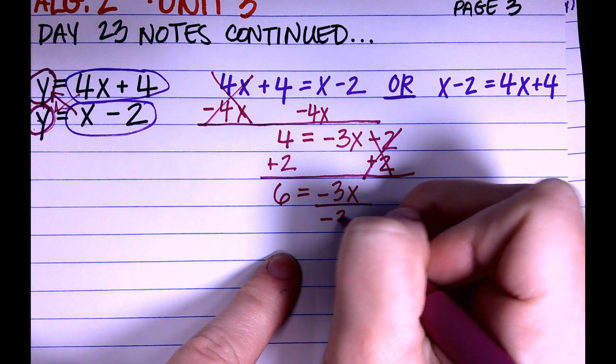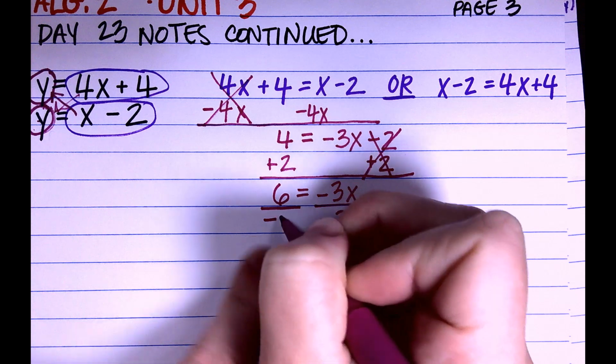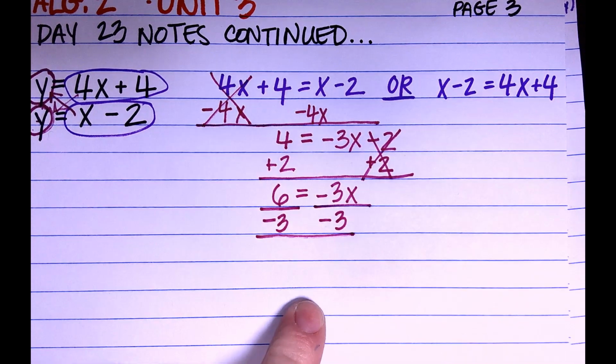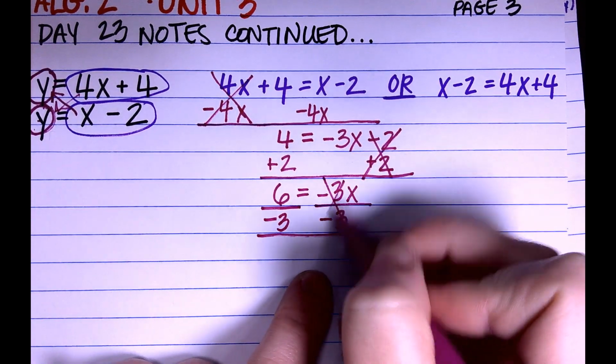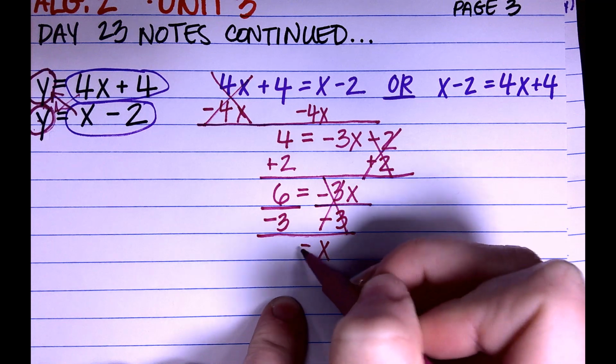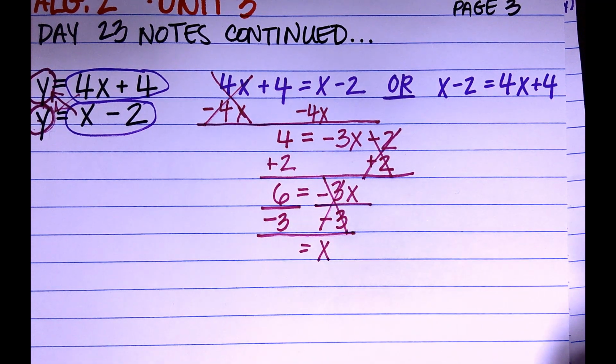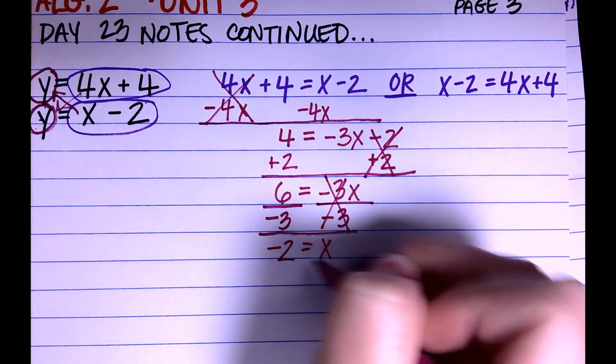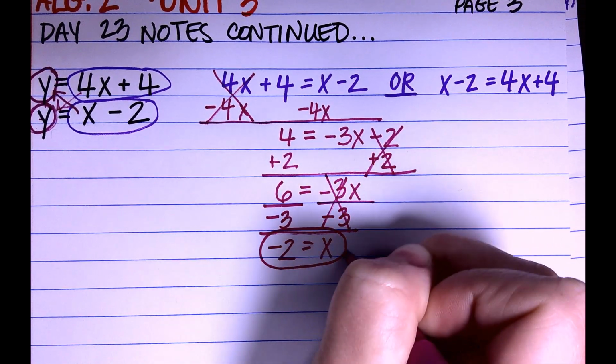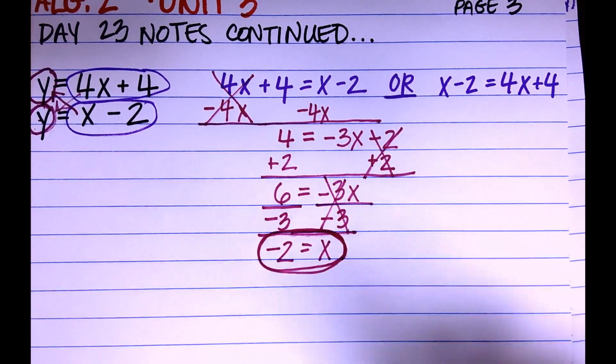Good, divide negative 3 on both sides. My negative 3's will cancel, leaving this x by itself, and then 6 divided by negative 3. What is that? Negative 2. So I get x equals negative 2.